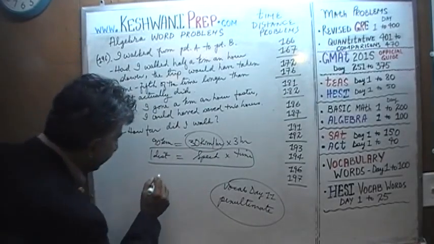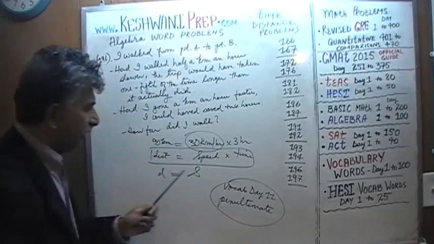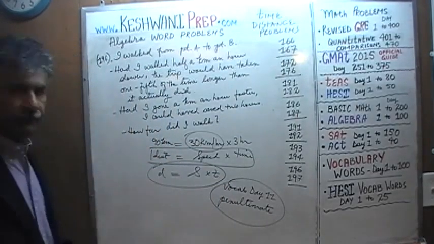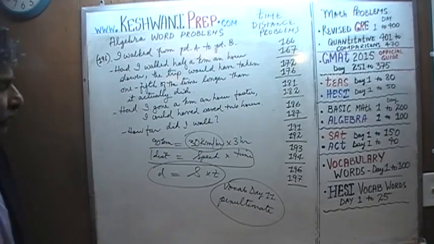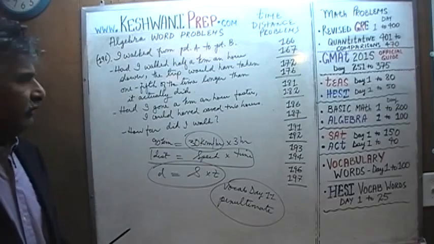We're going to use D to represent the distance. We're going to use S to represent our speed. And we're going to use T to represent our time. There we go. Let's read the problem now, shall we? It says, I walk from point A to point B. We're traveling from point A to point B.